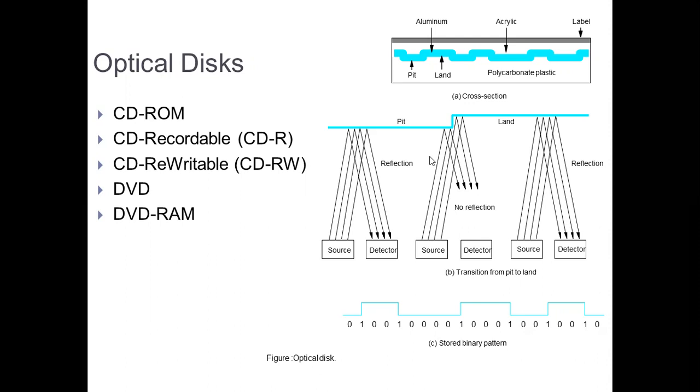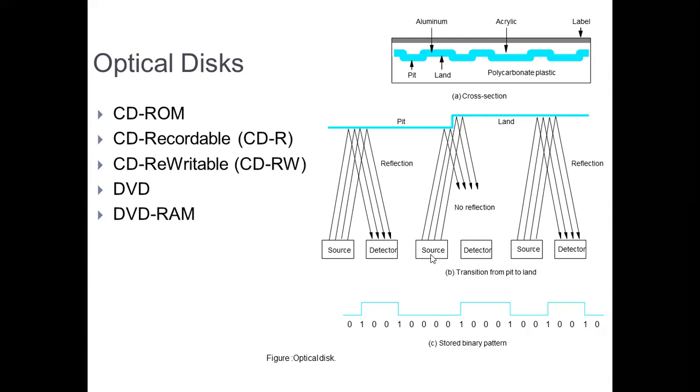If it is not getting any reflection, then it is called a change, a shift in the bit. Say this is a source and this is a detector, and it is sending the rays to the bit. The reflection is coming and the detector is detecting, so there is no change. If it was 0, then it will be called 0. If it was 1, then it will be called 1. Generally we consider pit as 0 and land as 1.